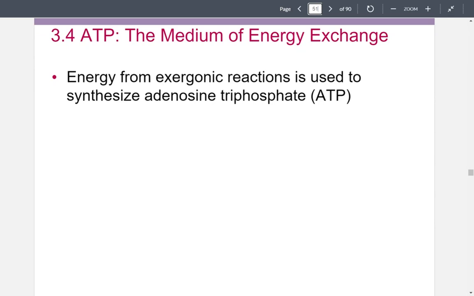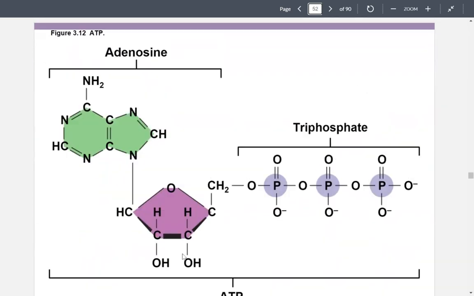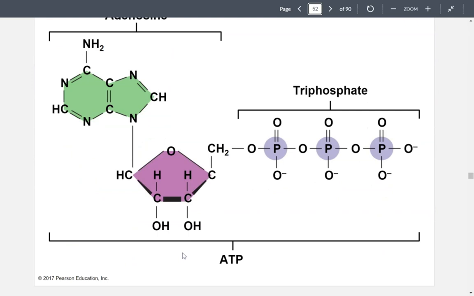ATP, you may have heard already that ATP is our energy molecule. ATP is created using exergonic reactions to synthesize an adenosine triphosphate, which is what ATP stands for. That is our energy cycle, which we'll get to here shortly. And this is what it looks like.